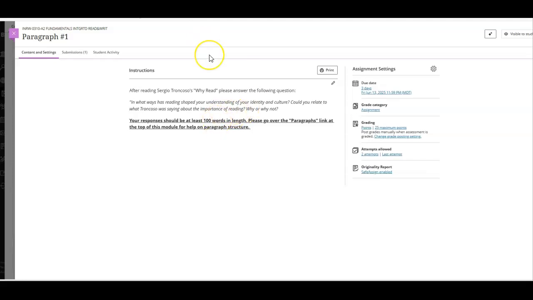You can go to Google and find a word counter. You can use Grammarly too, since you all have access to Grammarly for free. Use that, and it'll count your words for you. Or you can count them yourselves, just counting out the words on the screen. It's up to you, but 100 words, okay? And then go over the paragraphs link at the top of this module for help with paragraph structure. If you have any questions about this, please email me, and we can chat.